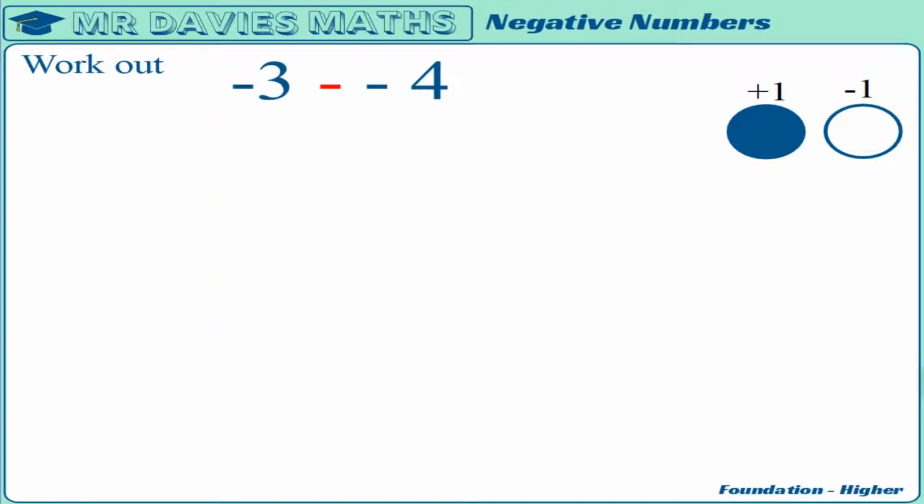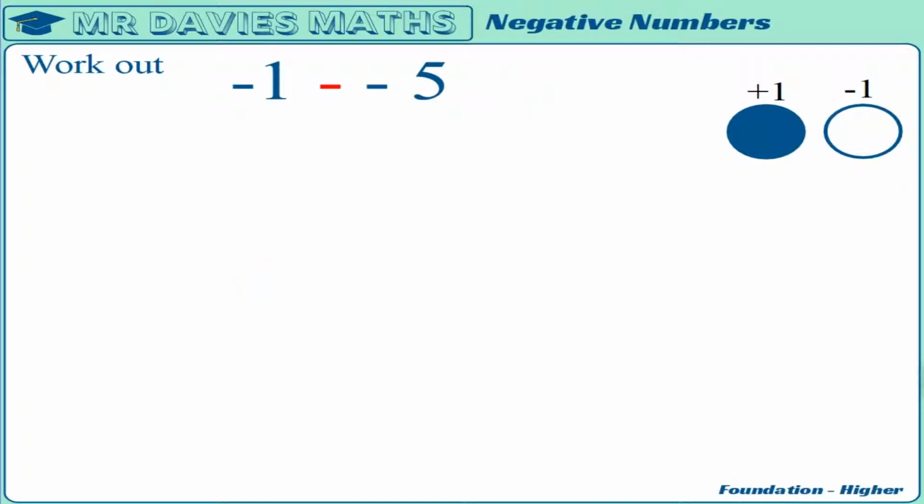So this time I start off with 3 negatives, 1, 2, 3, and I've got to eliminate 4 of them. Well, I suppose I could eliminate 3 of them, but I still haven't got 4, so I need to add on 1 positive and 1 negative. So at least now I can get rid of 1 negative, 2 negatives, 3 negatives, and 4 negatives. What am I left with? I'm left with 1 positive. So +1 is the answer.